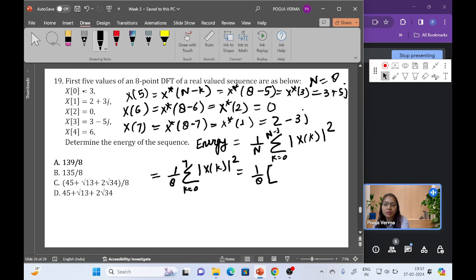So x of 0 is 3 only, so 3 square is 9, plus similarly mod of x of 1 square. So first x of 1, this is a complex signal, so it is under root 2 square plus 3 square, squared.